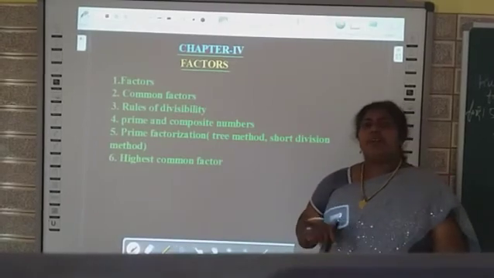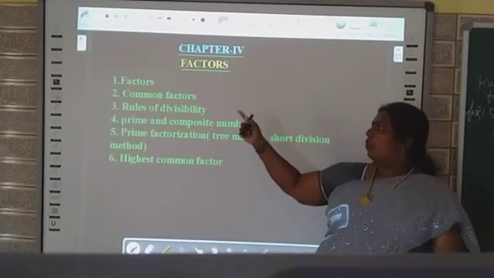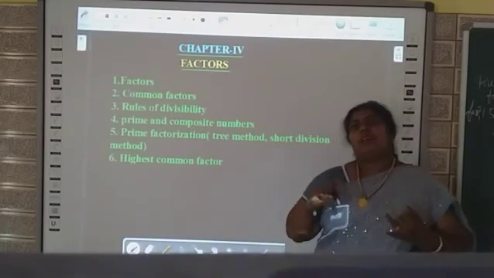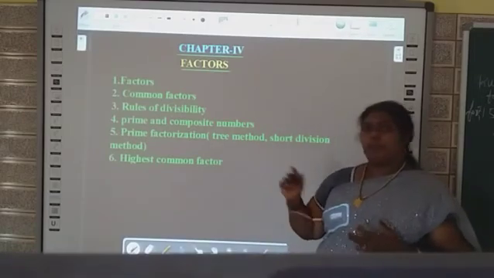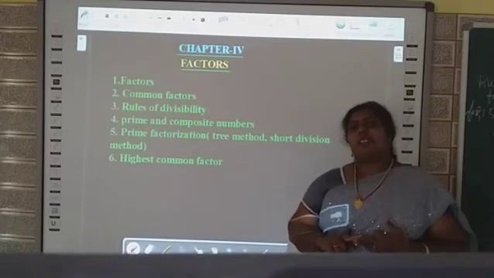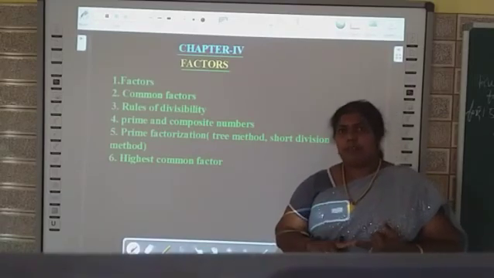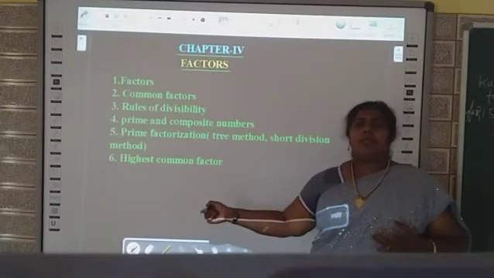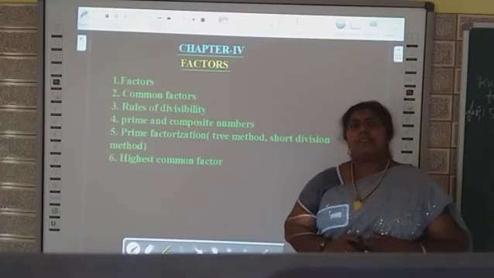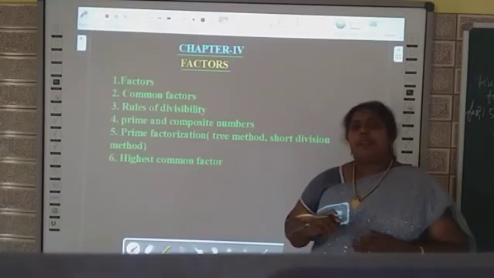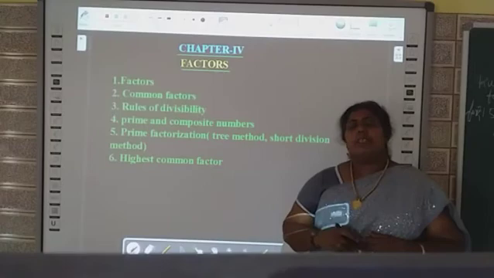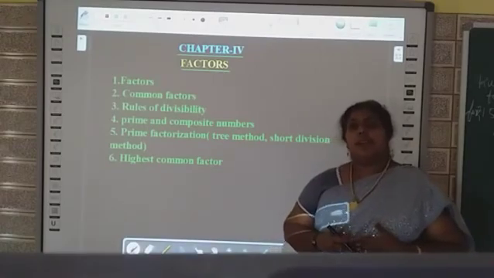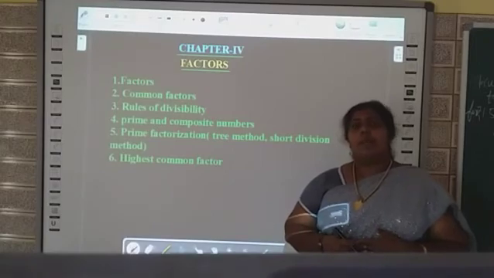So in chapter 4, now you know how to find the factors, then common factors, then rules of divisibility, prime and composite numbers, then prime factorization. In prime factorization we use the tree method and short division method, then highest common factor, where here also we use prime factorization, right? Yes. I hope you understand chapter 4 also, right? Yes. Next we are going to discuss chapter 5. Chapter 5 is what? Multiples, right? What is that? Multiples.